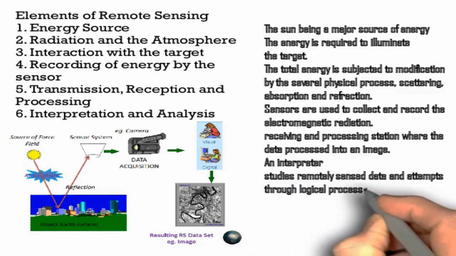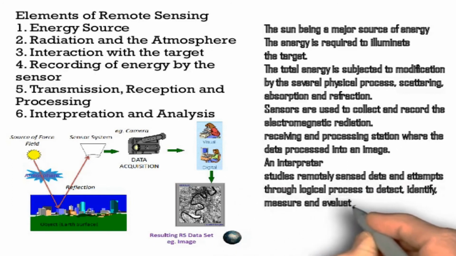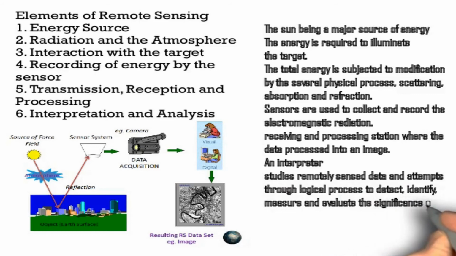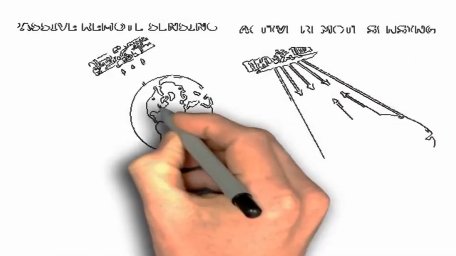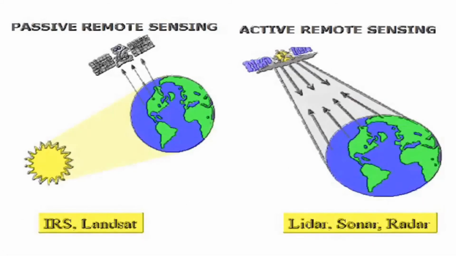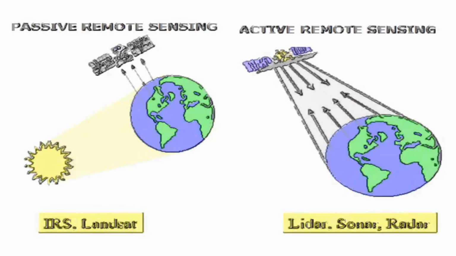An interpreter studies remotely sensed data and attempts, through logical process, to detect, identify, measure, and evaluate the significance of the environment. Sensors can be classified in two ways: passive sensors or active sensors. Passive sensors depend on solar radiation to illuminate the target, whereas an active sensor generates and uses its own energy to illuminate the target and records the reflected energy.